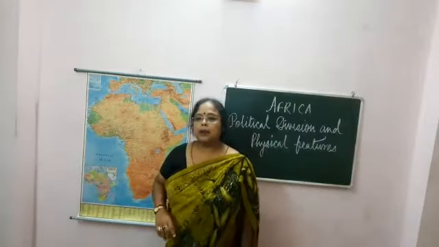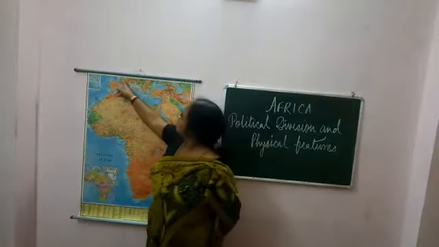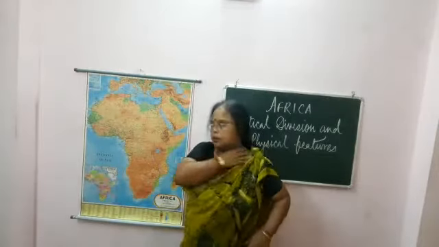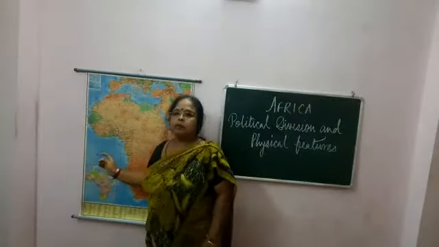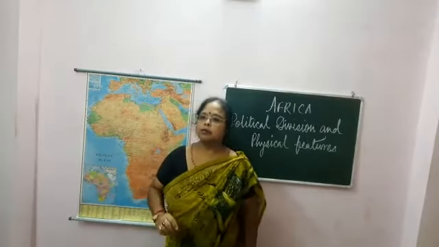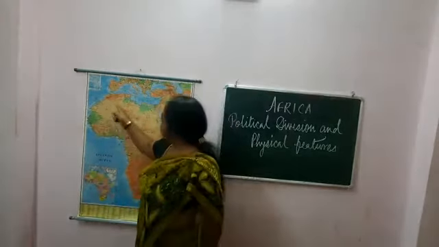And then the prime meridian, which I have told you is 0 degree longitude. The prime meridian passes through places such as Algeria, Ghana, Mali and Burkina Faso. These areas lie along it.